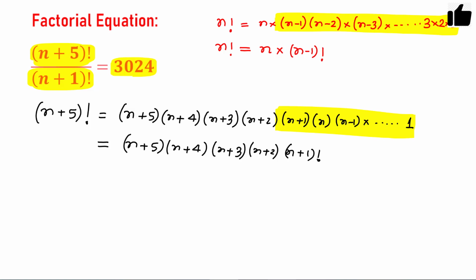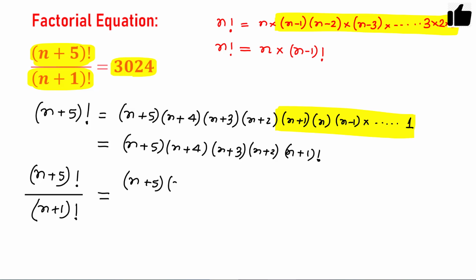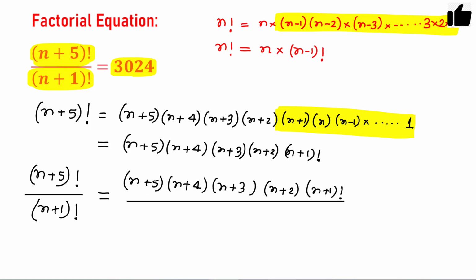Now let us see your equation. You have (n+5) factorial divided by (n+1) factorial, and this equals 3024. (n+5) factorial is (n+5), (n+4), (n+3), (n+2), and (n+1) factorial, divided by (n+1) factorial. Now see the miracle. The (n+1) factorial gets cancelled and it is given that this equals 3024. So now you have a simple equation.